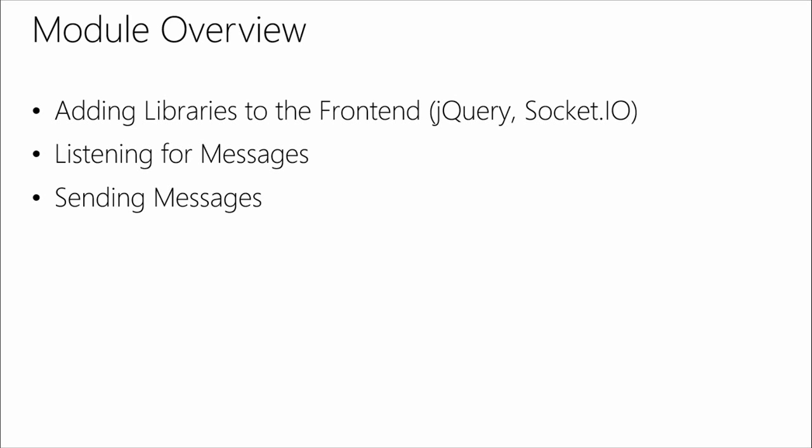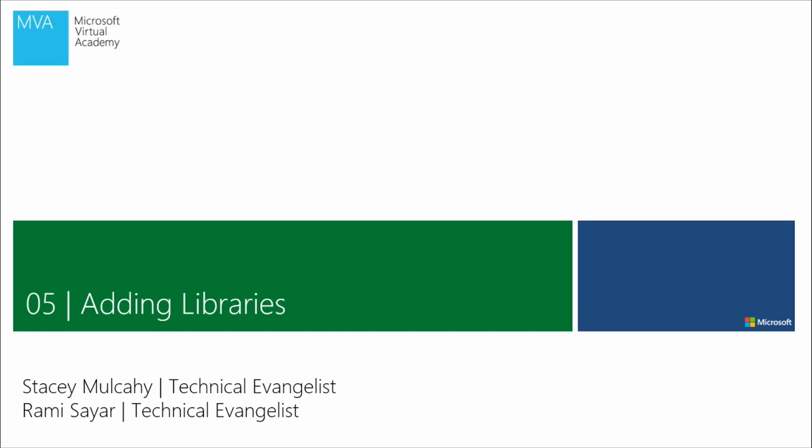We're also going to talk about, if you're using Socket.io and we're working on the front end, how do we listen for messages and how do we send messages? We've previously already done this on the back end a little bit, so we're going to look at the front end here.